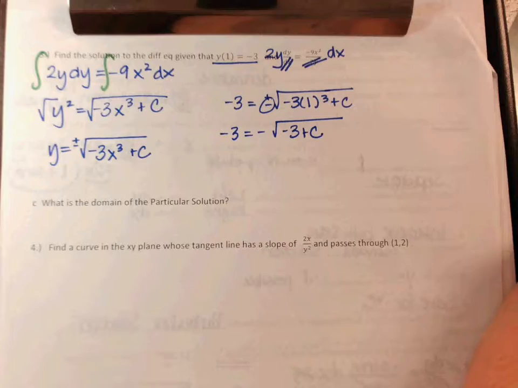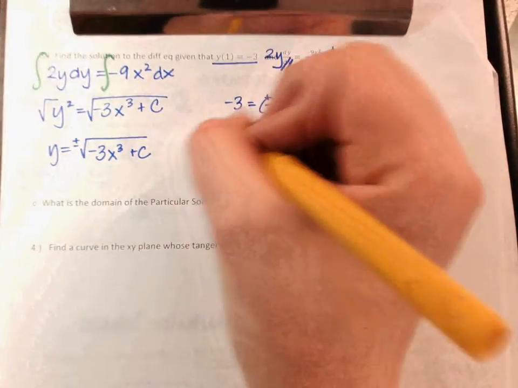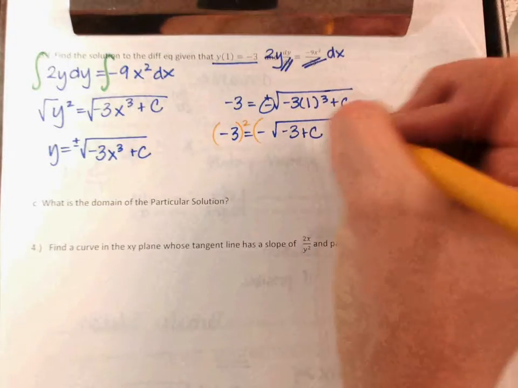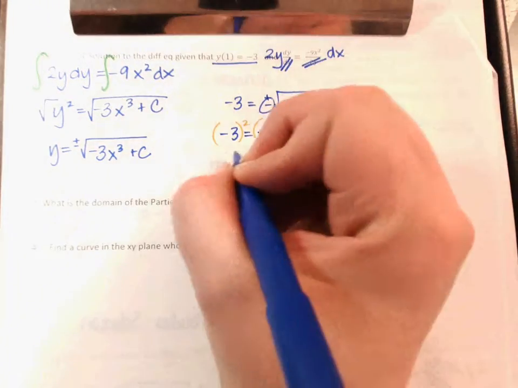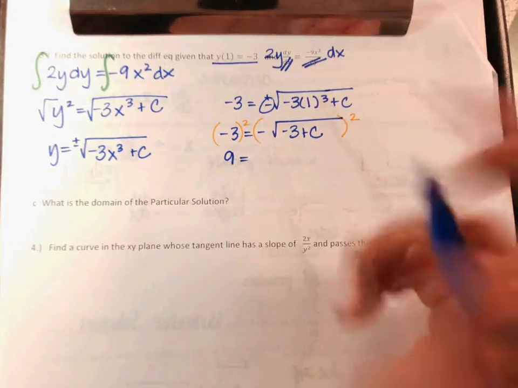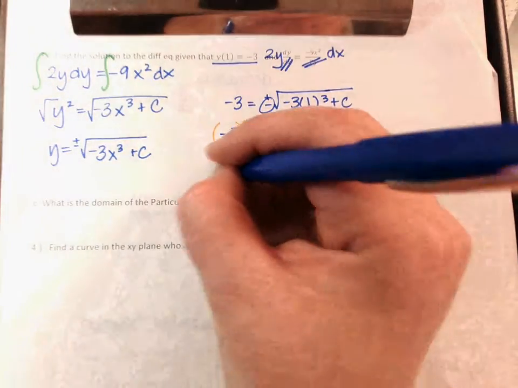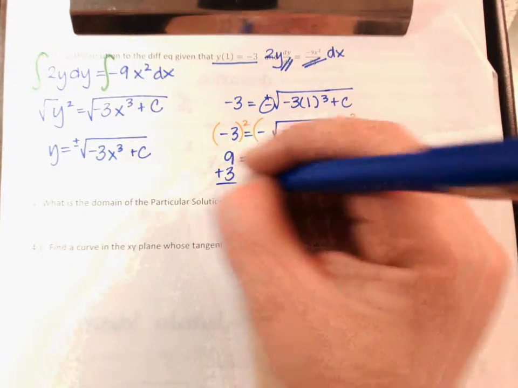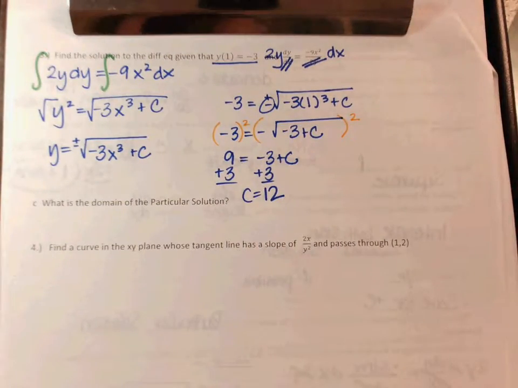What do we do next? Square, right? And when you square a negative, what happens? Crosses out, so negative 3 times negative 3 is positive 9. Negative square root times negative square root is just the middle. And then I add my 3 across. C is 12. This is why I would say not to box your answer.